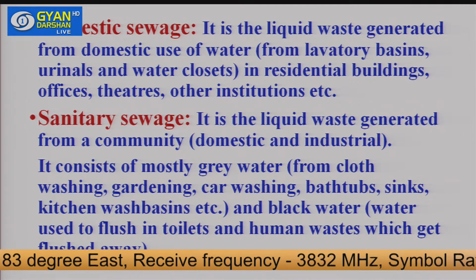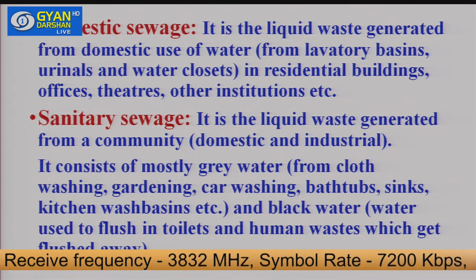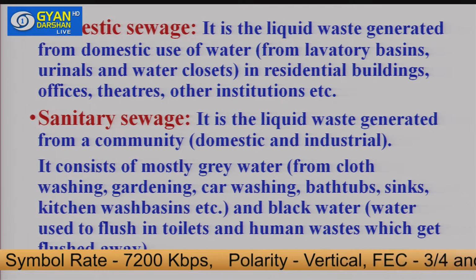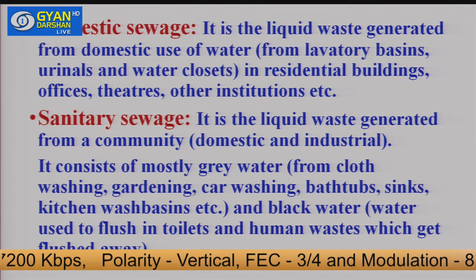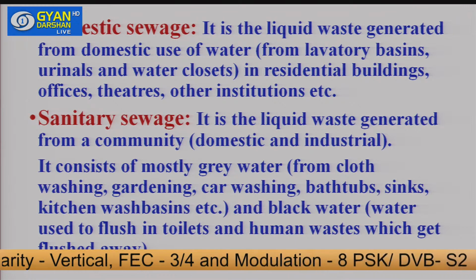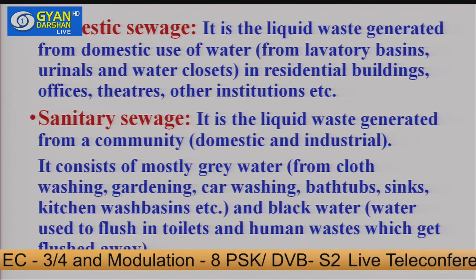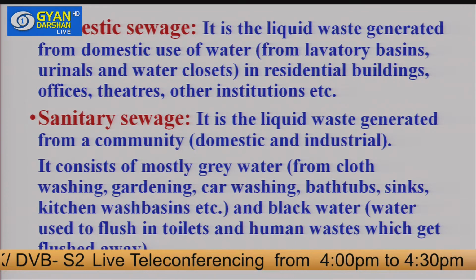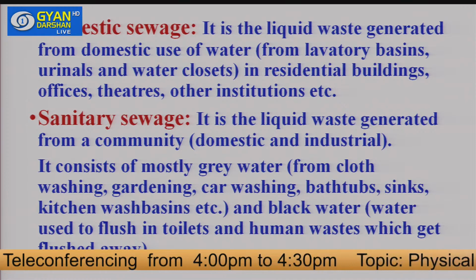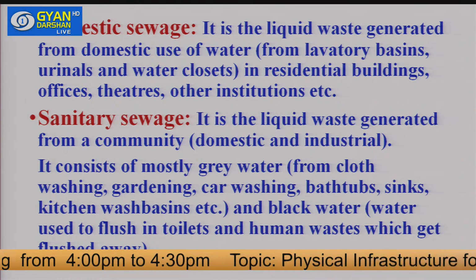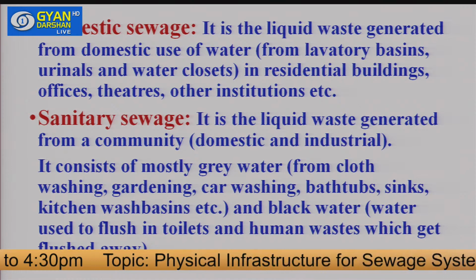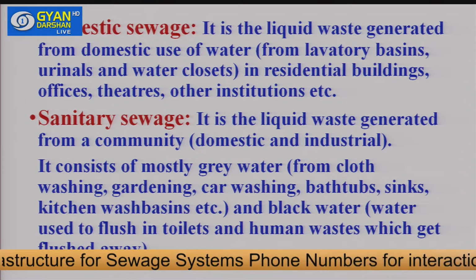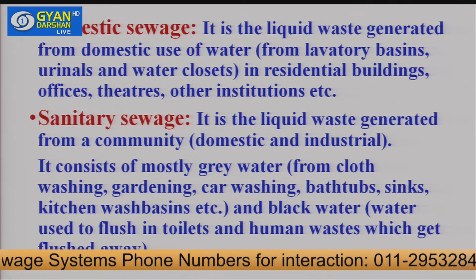Second is sanitary sewage. What is sanitary sewage? It is the liquid waste generated from the community, which is domestic as well as industrial. It consists mostly of two types of water. One is grey water, which is generated from cloth washing, gardening, car washing, bathtubs, sinks, kitchen wash basins, etc. And also the black water, meaning water used to flush toilets and human waste which gets flushed away. So grey water plus black water makes the sanitary sewage.